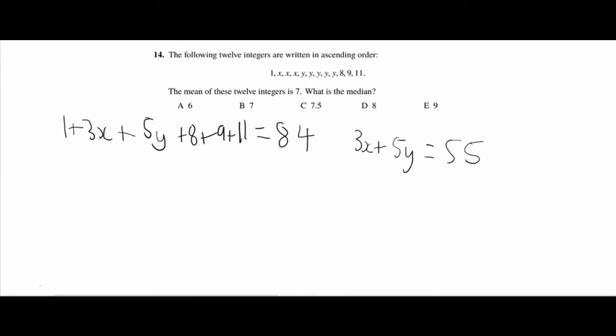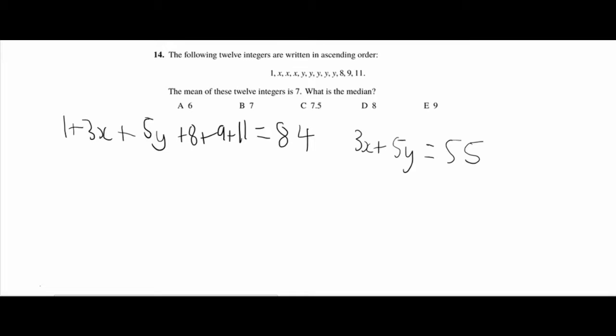Okay, now let's look at x. So we have 3x plus 5y is equal to 55. And because 55 and 5y are multiples of 5, and x and y are positive integers, that means that 3x must be a multiple of 5 also. But since 3 is not a multiple of 5, that means x is a multiple of 5.